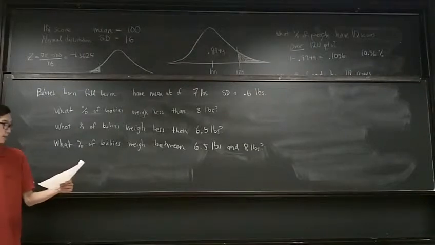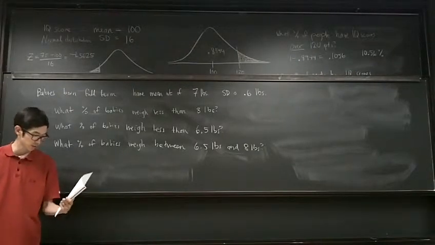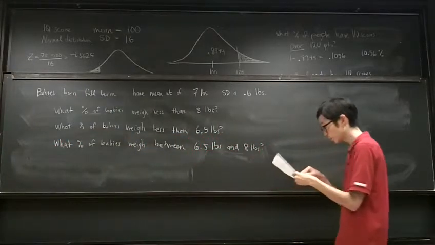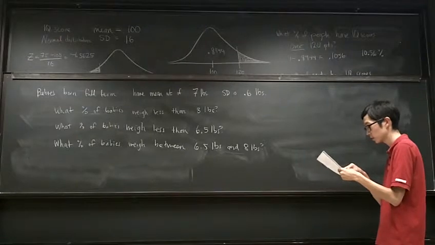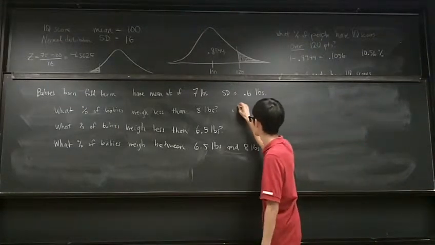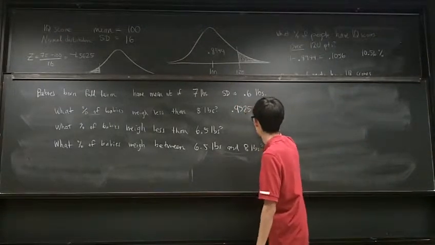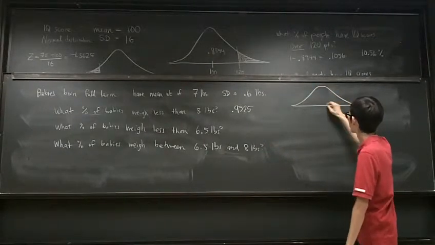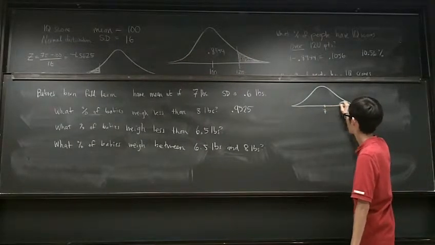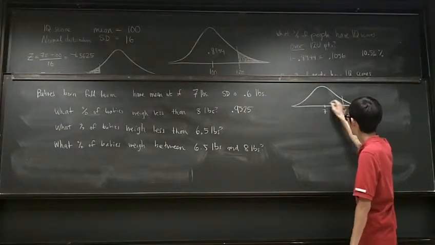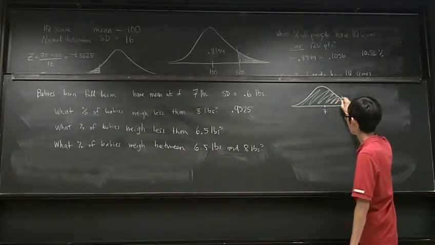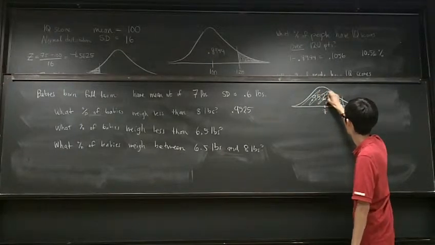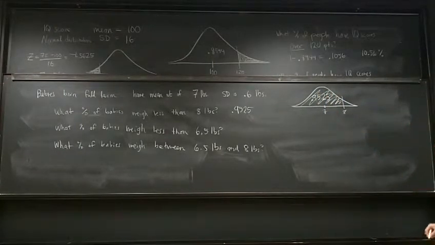All right. I know some of you guys are still working, but let's take a look. What do we have for part A? What number do we get there? 0.9525, right? So the average weight is 7, and if I go to 8 pounds, how much is shaded over here? 0.9525. Is that good? Okay.